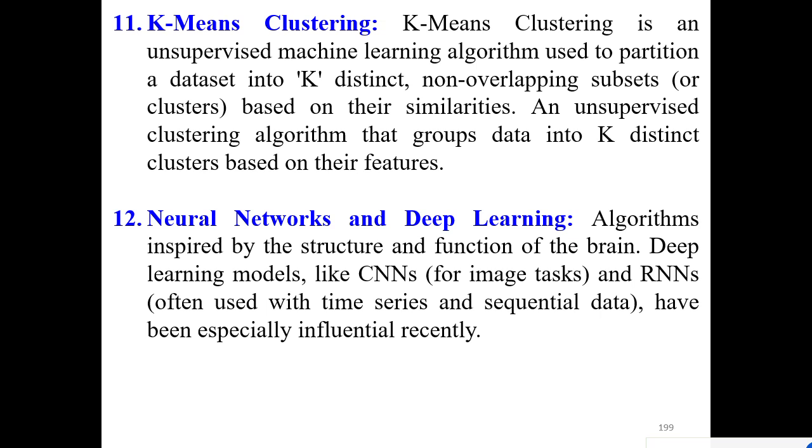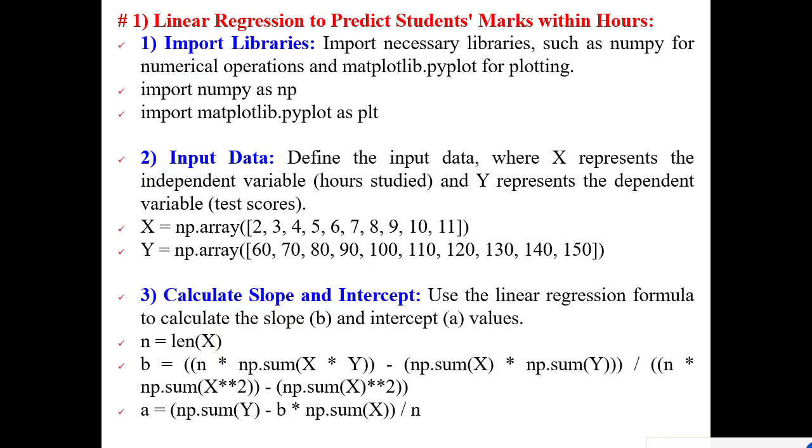Neural networks and deep learning algorithms are inspired by the structure and function of the brain. Deep learning models like CNN, convolutional neural networks, are used especially for image tasks, and recurrent neural networks are used for audio, video, time series and sequential data. RNNs have been especially influential recently in deep learning techniques.